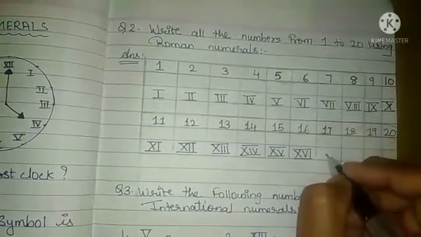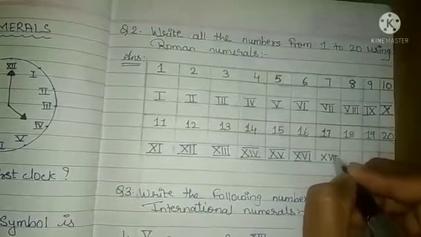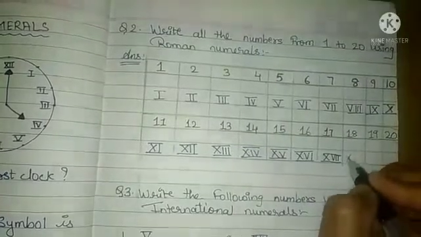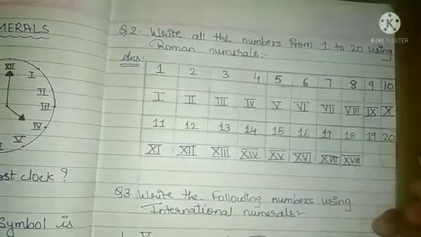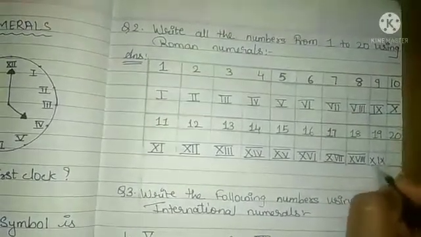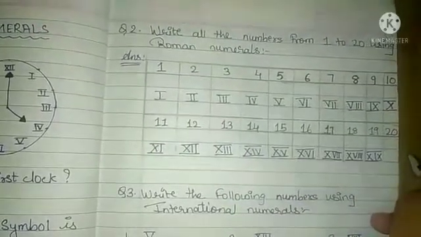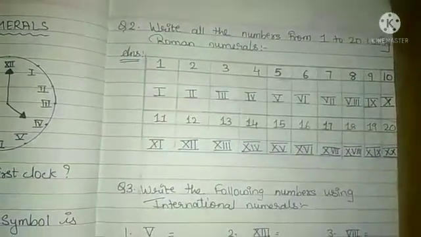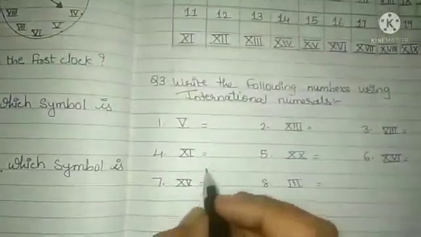Then for 17, how will you write down? X. And how will you write down the symbol for 7? That is 17. Clear? Now for 18, X and the symbol of 8. It will become 18. For 19, 10 and the symbol of 9. So it will become 19. And for 20, how many 10s are there in 20? So XX you have to write down. Clear? Understood?